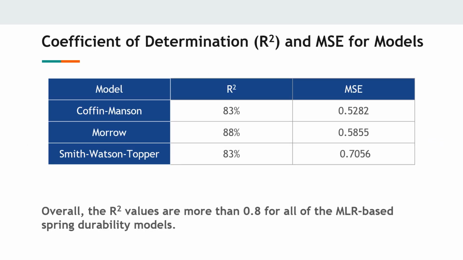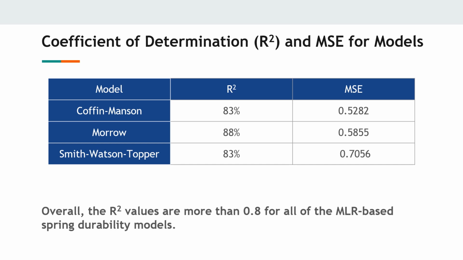The coefficient of determination, which is R square, values were determined in order to assess the goodness of fit of the Coffin-Manson, Morrow, and Smith-Watson-Topper MLR-based spring durability models. A high R square value indicates that a high percentage of the variability of the dependent variable is explained by the regression model. The R-square value for the Coffin-Manson MLR-based model is found to be 83% with a mean square error of 0.5282. The R-square value and MSE are slightly higher for the Morrow MLR-based model with a value of 88% and 0.5855 respectively.